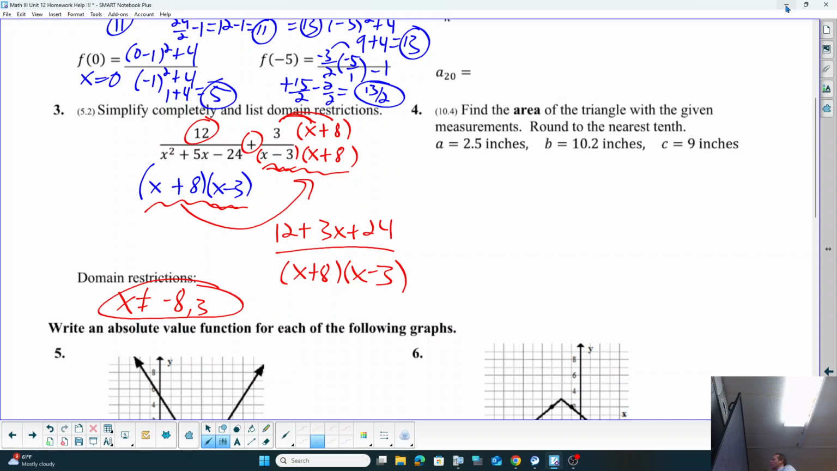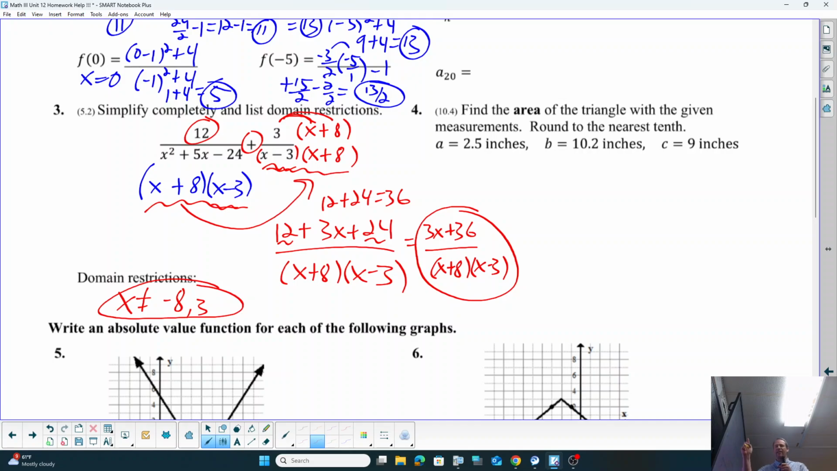Where were we? Combine like terms. So we have a 12 and a 24. So 12 plus 24 is 36. So now we have 3x plus 36 on the top, and x plus 8 and x minus 3 on the bottom. There's our answer for number 3. Don't forget that. Might be on the exam. Combining, adding rational equations.